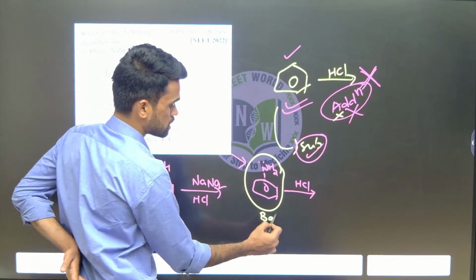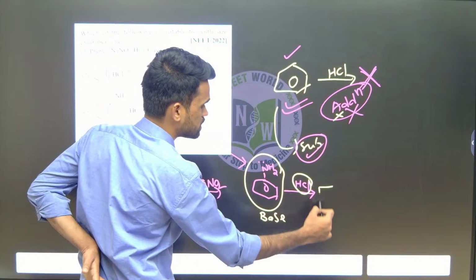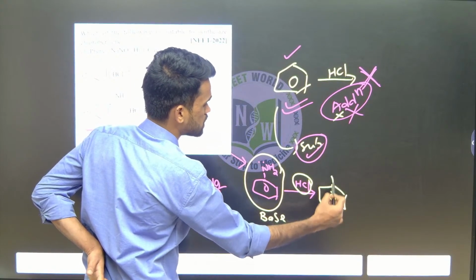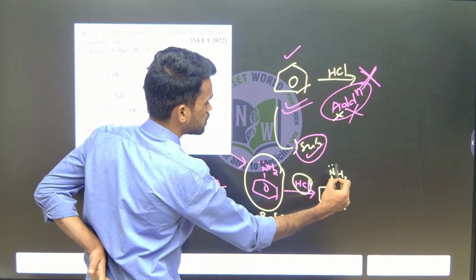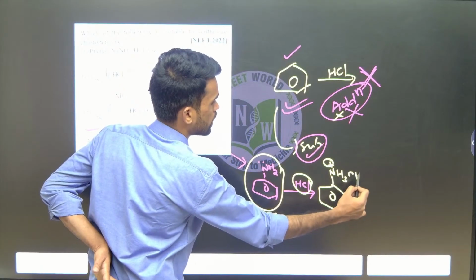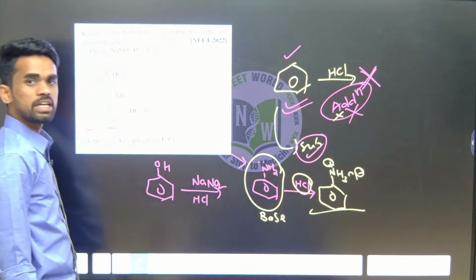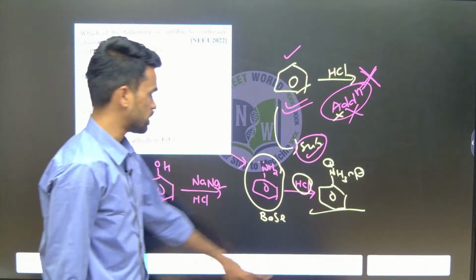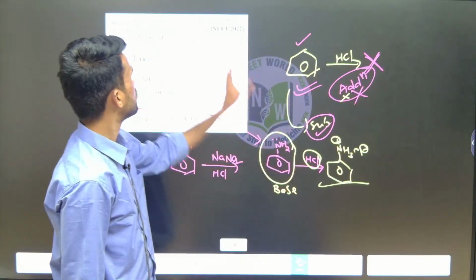It's a weak base. So a weak base with a strong acid just forms a salt. Acid plus base gives NH3 plus and chloride ion. So this is how anilinium chloride is formed, as a salt. So it won't be giving us chlorobenzene.